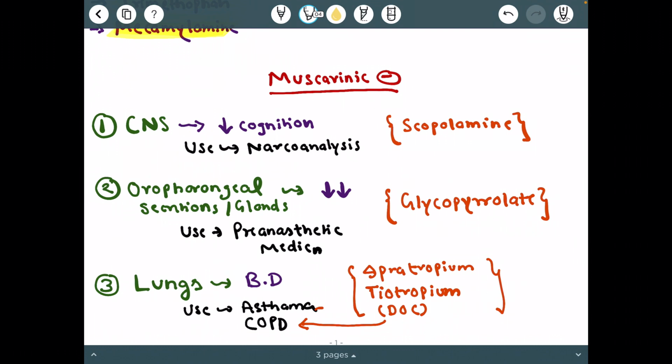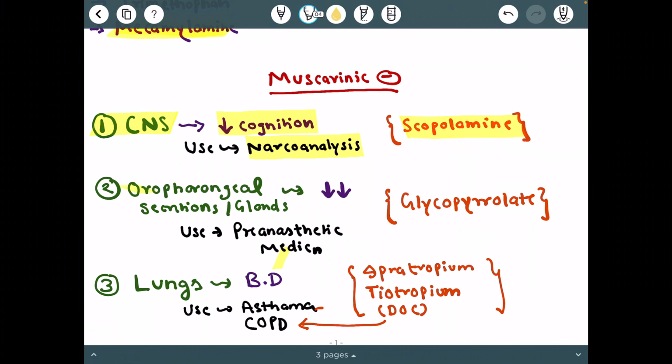So first of all, CNS. In CNS, the muscarinic blockers cause a decrease in cognition, due to which the person is not aware of the surroundings and the thinking ability of the person is gone. So it is used in narcoanalysis. That is, when there is a thief, we give the drug scopolamine, which causes decreased thinking power and he cannot lie. So for narcoanalysis we give scopolamine.